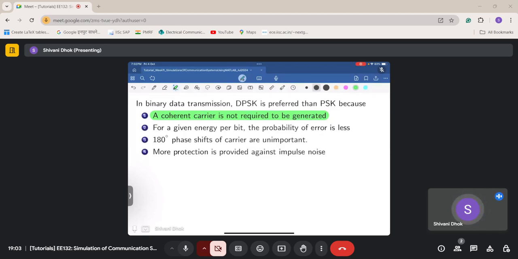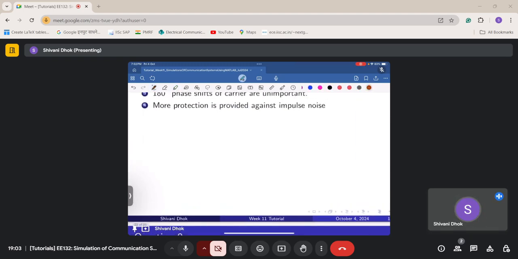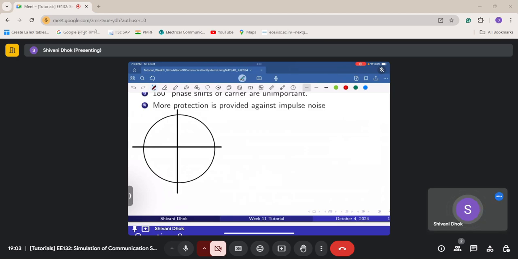Why is coherent carrier generation important for PSK? Let us try to understand that. How does the PSK constellation look? The points of the PSK constellation basically lie on a circle of radius, let's say, root S. So the constellation points lie somewhere like this. Okay, so this is your constellation.